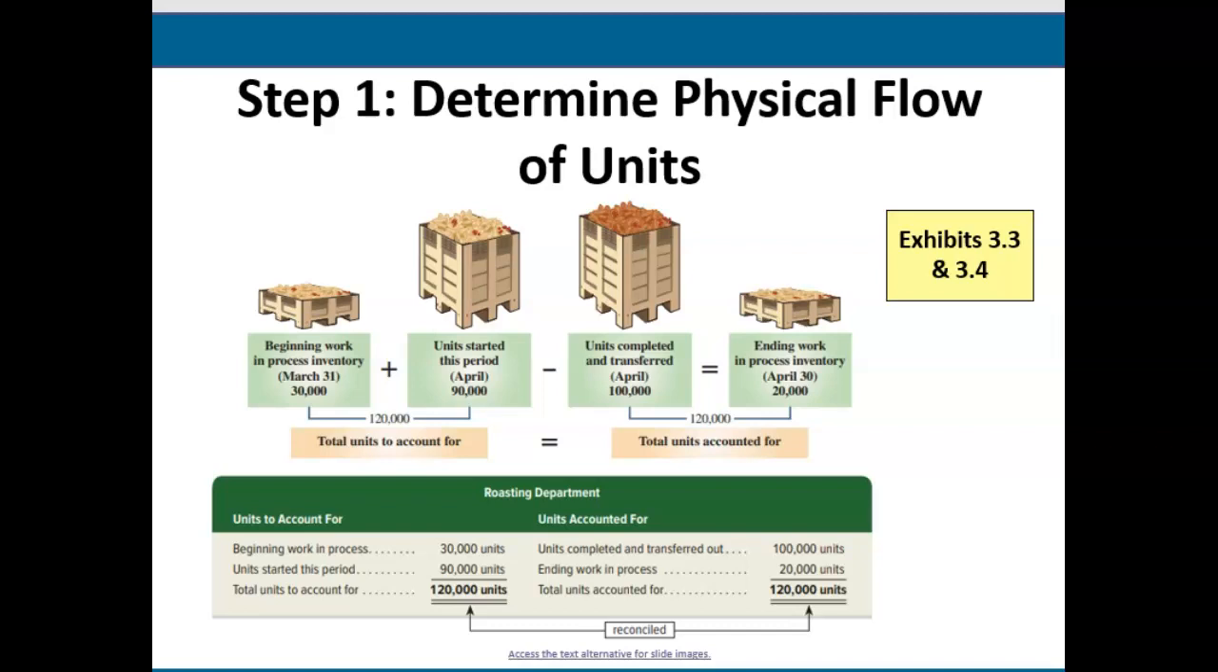A physical unit flow reconciliation proves that, well, 1, beginning units in process plus those started in the period equals this 2, ending units in process plus those completed and transferred out in the period. A physical unit flow reconciliation for the roasting department for April is shown in Exhibit 3.4.